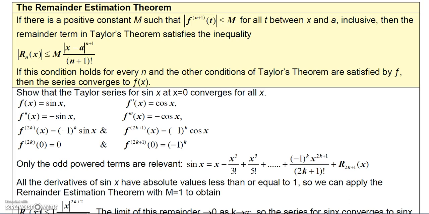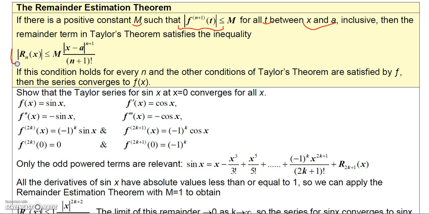Okay, here we're going to talk about the remainder. So here's an estimation theorem for these Taylor polynomials, or Taylor series. If there is a positive constant M such that the absolute value of the (n+1)th derivative evaluated at some value t is less than or equal to M for all t between x and a, and that includes the endpoints, then the remainder term in Taylor's theorem satisfies this inequality.